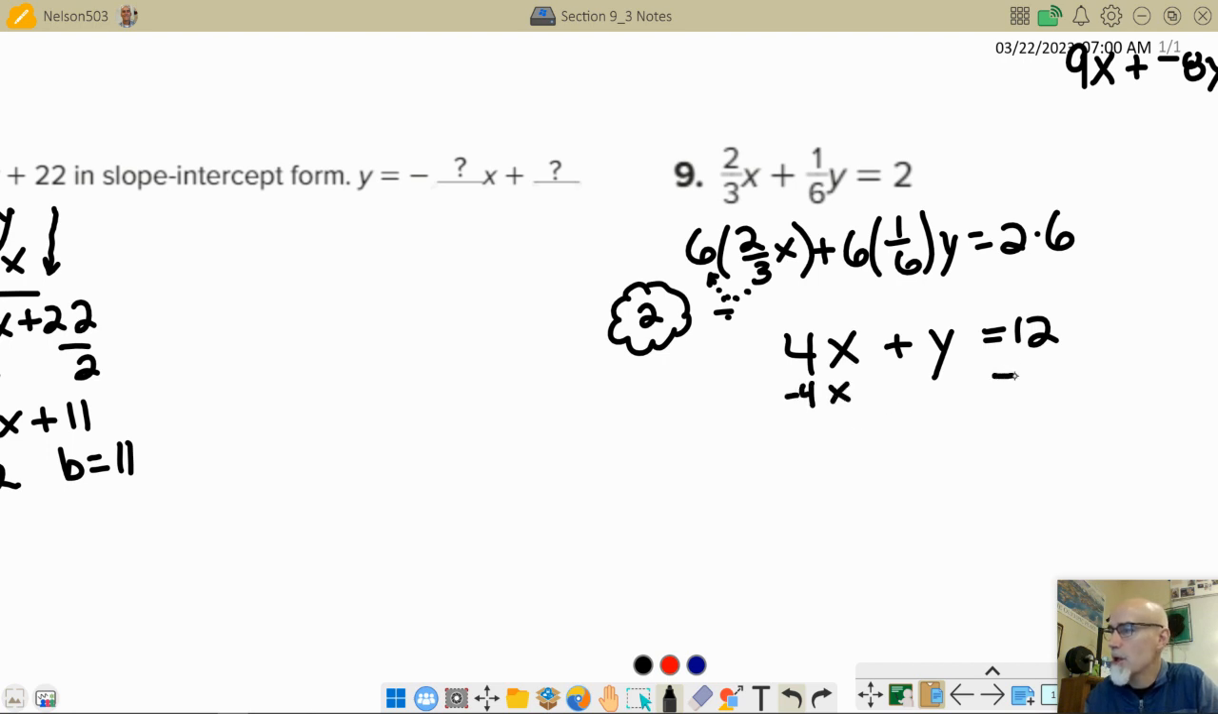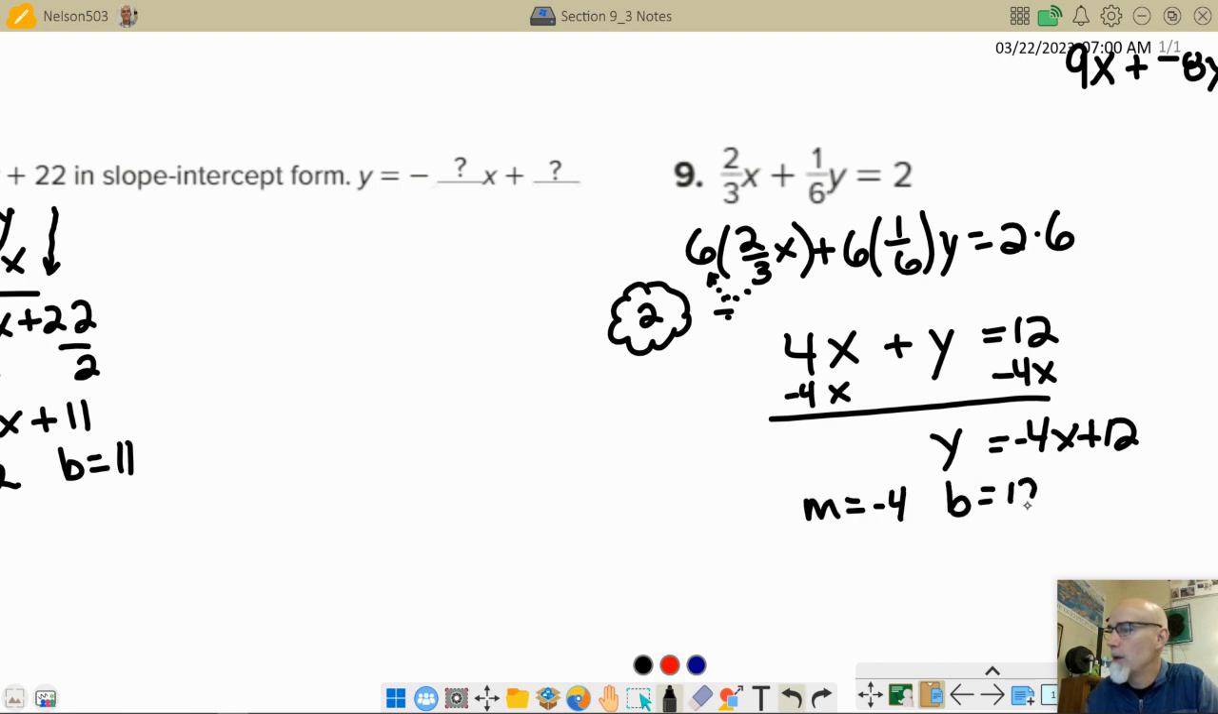So I'm subtracting 4x from both sides. Not like terms right here. So I'm going to just put negative 4x plus 12 down. And then I got my y. My slope is negative 4. My y-intercept is 12. Thanks for watching video number 2 on how to deal with slope-intercept form.